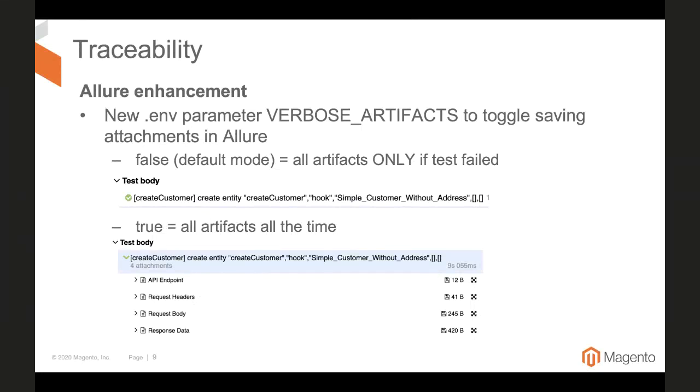But yeah, under traceability, Allure enhancements: a new env parameter, verbose_artifacts, to toggle saving of attachments in Allure. We changed it such that there's a new default mode set to false, where the artifacts are saved only if the test has failed, and if true, the artifacts are saved all the time. So that's kind of a weird one. But the idea behind this is that unless you want to see all of the really verbose artifacts for passing tests, you don't need to change anything. Let me show you guys how it works real quick, a quick demo of the way this flag works.